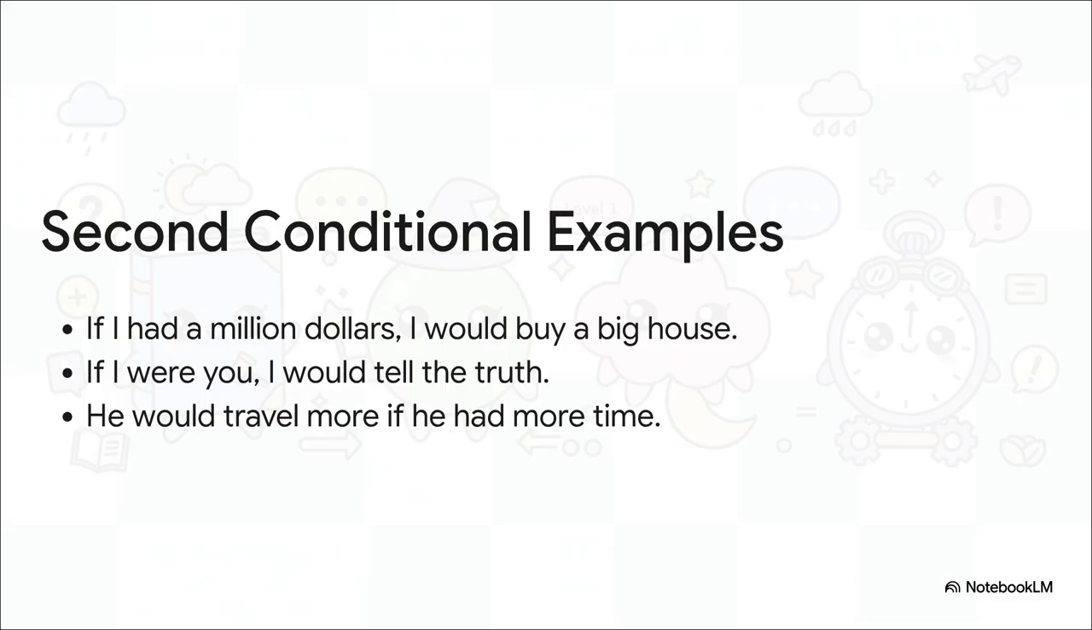These examples are perfect. If I had $1 million. Do I have $1 million right now? Nope. It's a dream, so I use the past tense had. And look at the second one. If I were you. This is a classic way to give advice. I can never be you, so the situation is totally imaginary.